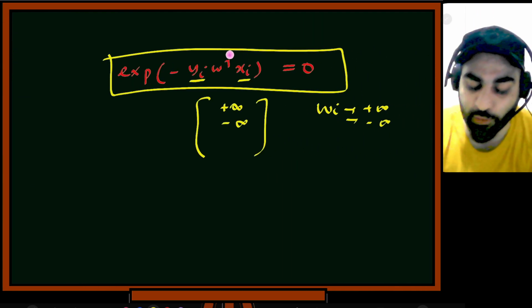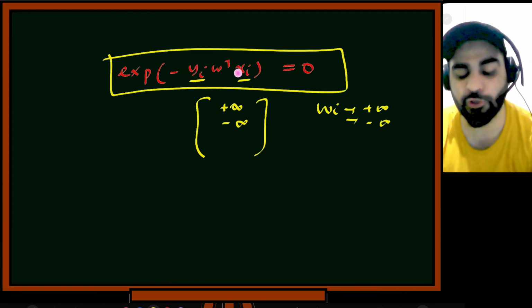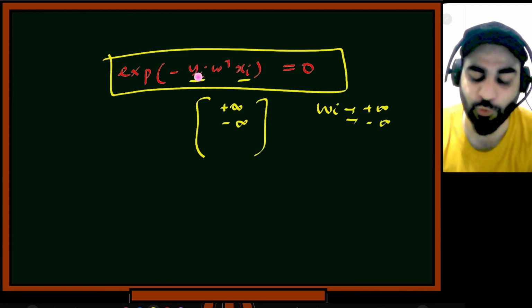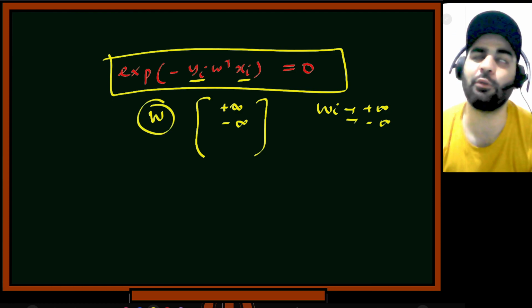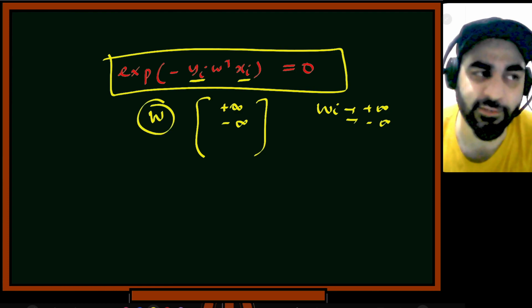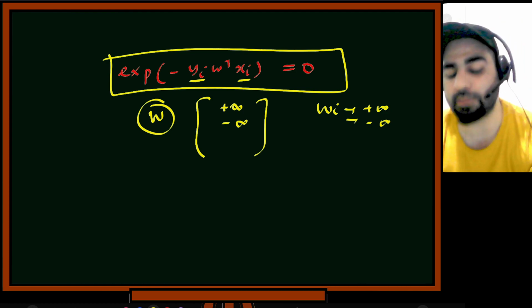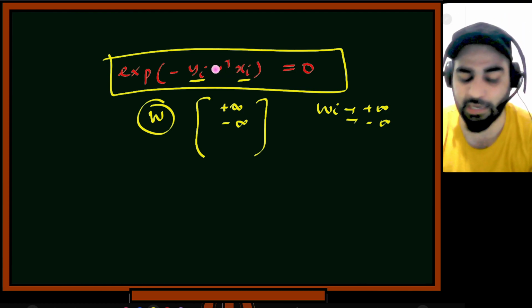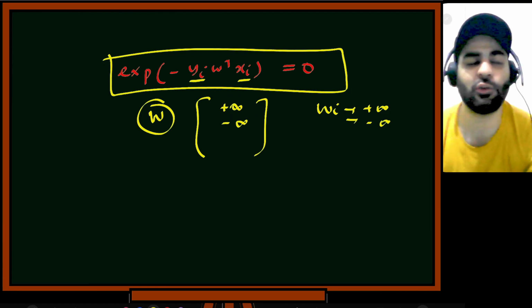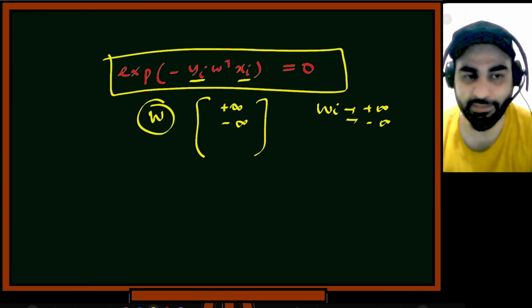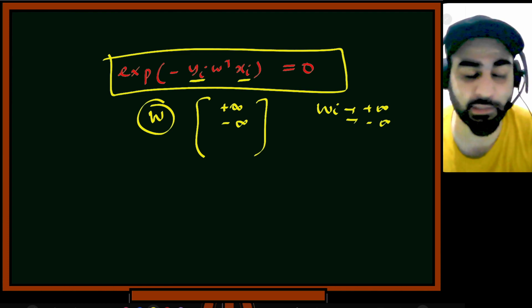When you make this whole term infinity, but you have no control over y and xi, that means you have to make this w vector infinity. So how to make the w vector infinity? It will be either plus infinity or minus infinity, because based on the signs of these numbers, you'll accordingly adjust plus infinity or minus infinity. How many of you understood this point? Tell me. This is really important.